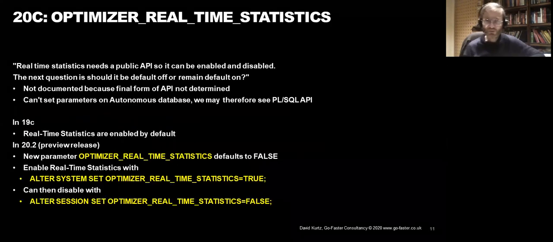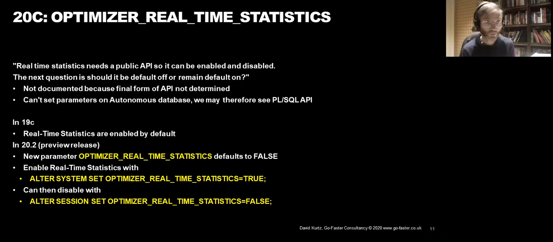Now, I've had a look at this in Oracle 20 as well. What's been said there by some people from within Oracle is that real-time stats is going to need a public API, so it can be enabled or disabled. They don't want to control it with an optimizer parameter, because on the autonomous database you can't set parameters. That's part of the deal. So in 19C, real-time stats are enabled by default, but in 20, now remember 20 is only a preview release, so all bets are off. You can't hold Oracle to account over this yet.